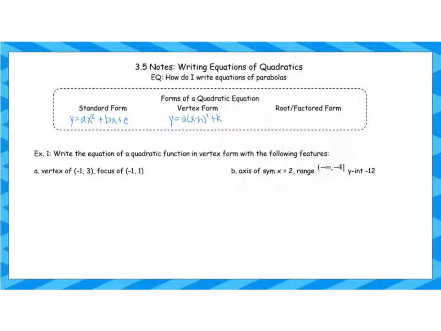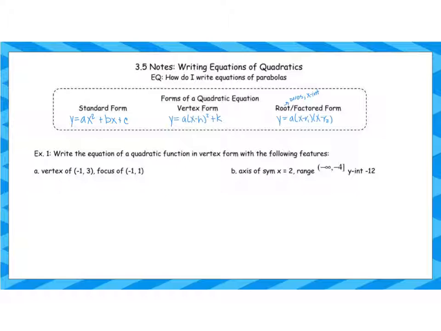And the last one is either root or factored form. And what that is, that makes it really clear what your x-intercepts or your zeros are. Because if you remember, the root of your equation, that's the same thing as the zeros. Another word for that is the x-intercepts. You also will hear it referred to as the solutions. So those are all the different forms of your quadratic equations that you guys have seen so far.